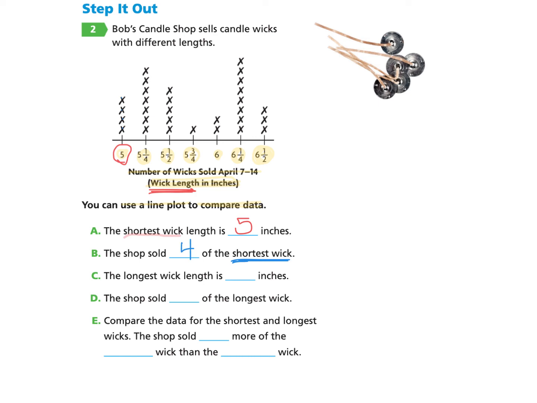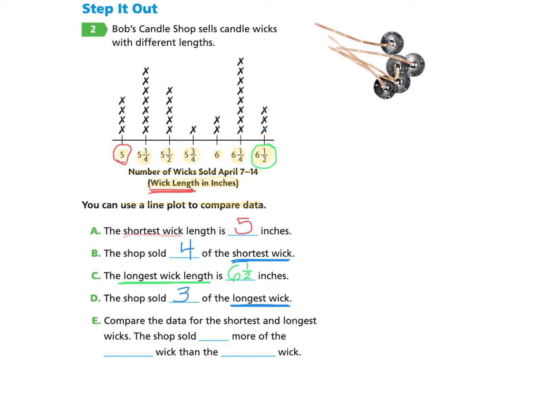All right, let's take a look at part C. The longest wick length is blank inches. So we go to the end here and we see, yep, it's 6 1/2 inches. Part D asks us, the shop sold blank of the longest wick. So we come over to the longest one and we count 1, 2, 3. So they sold 3 of the longest one.